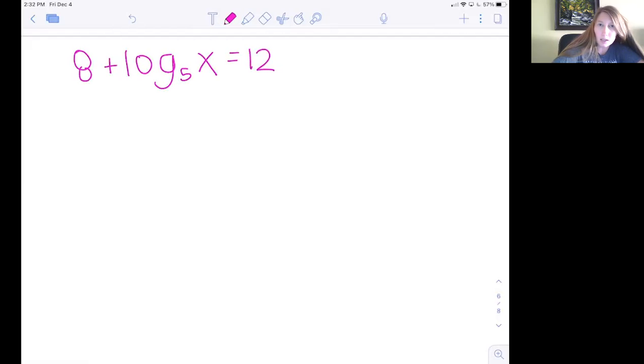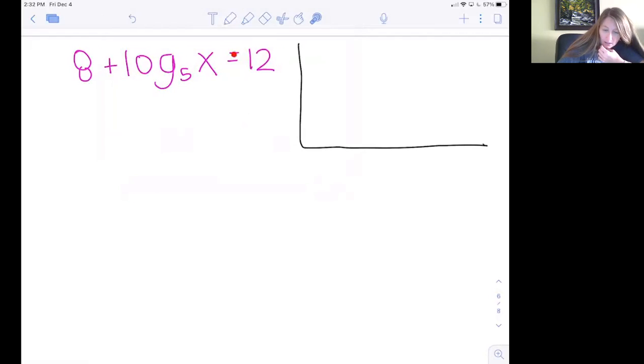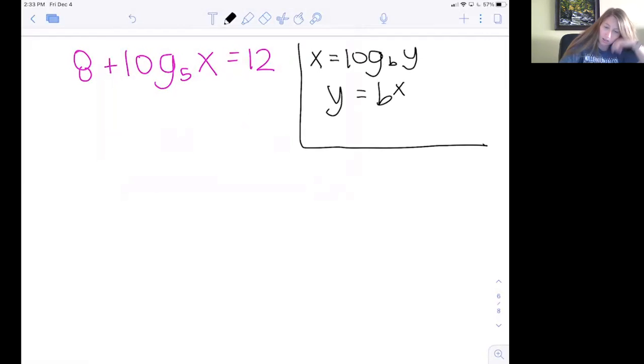And what I'm using here is what we've learned in the last section. Remember, when you have a log that's equal to something, you use this: if I have x equals log b of y, then y equals b to the x. Sorry, let me try to go back.